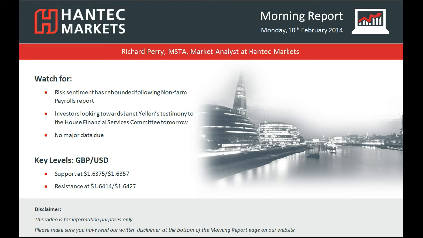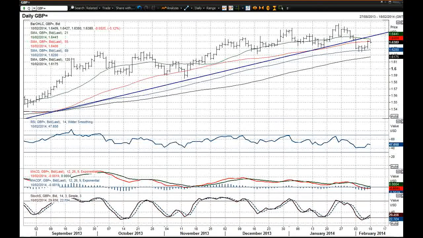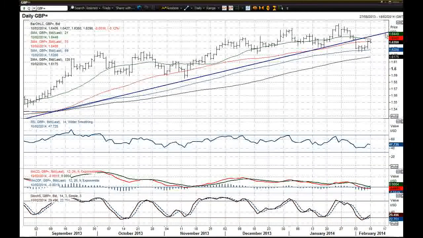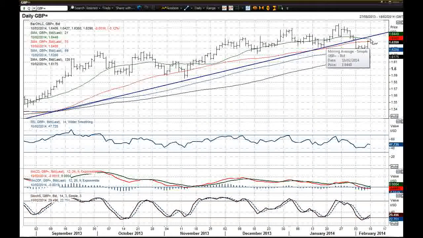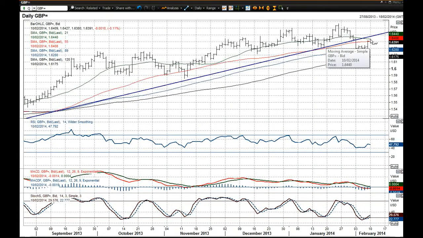Moving on to cable now, for sterling dollar. As with euro dollar, cable has had a continued bounce on the back of that improved risk appetite that we've seen in the last couple of days. But this chart, I think, still needs to improve, certainly to get the bulls back in control of it, because you're still under this uptrend that has been broken. You're also still underneath this 21-day moving average, which has now turned lower.